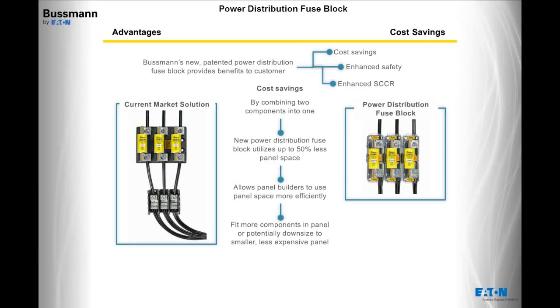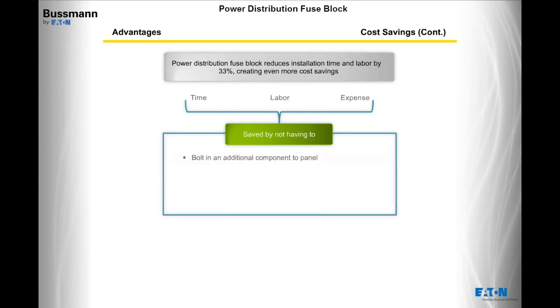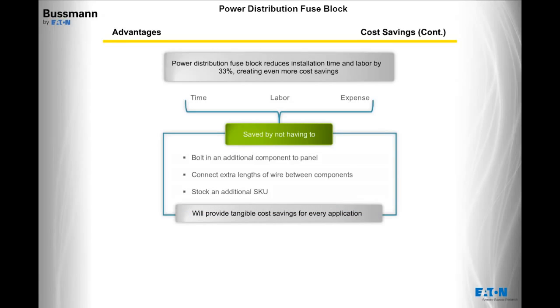This innovative solution also requires fewer SKUs to purchase and manage. The power distribution fuse block reduces installation time and labor by 33%, creating even more cost savings. The time, labor, and expense saved by not having to bolt in an additional component to the panel, not having to connect extra links of wire between components, and not having to stock an additional SKU will provide tangible cost savings for every application.